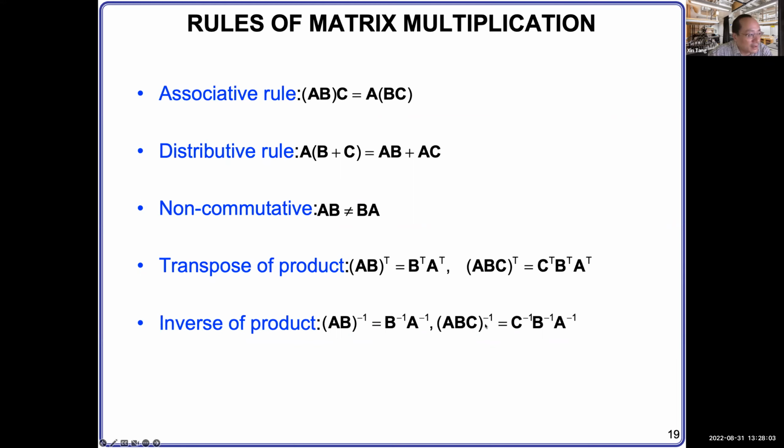And then A, B, C multiplied together, take the inverse, equals C inverse times B inverse times A inverse. Okay, so those are very useful ways to calculate matrix operations.